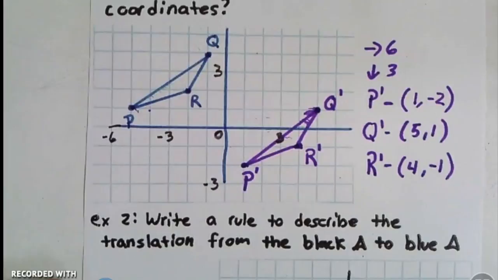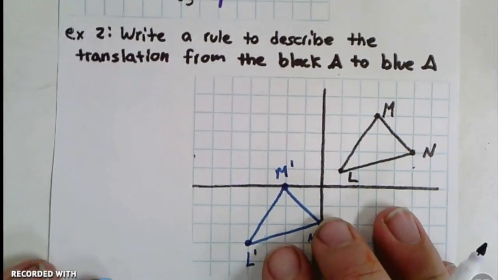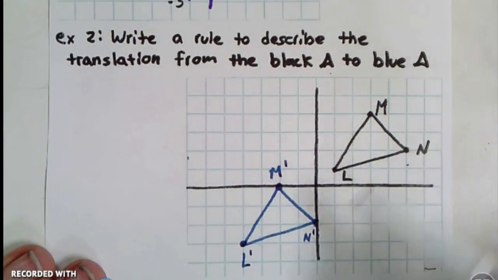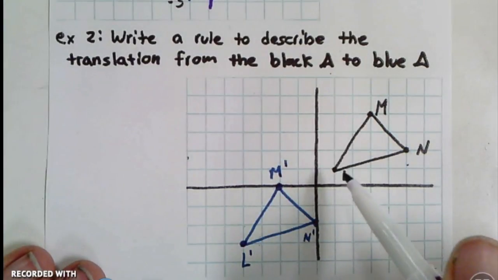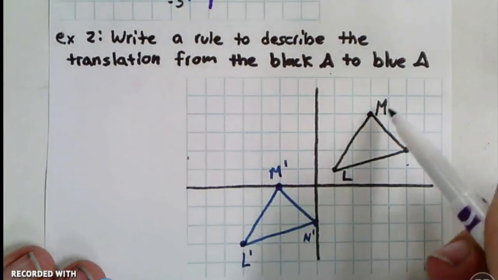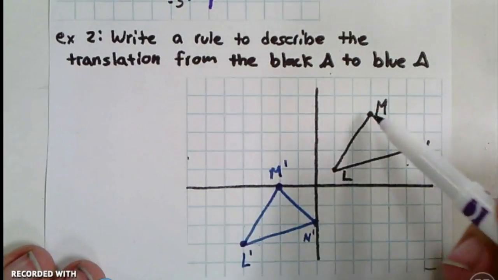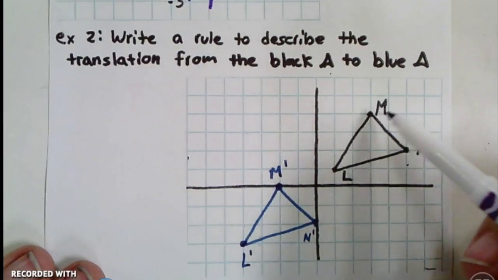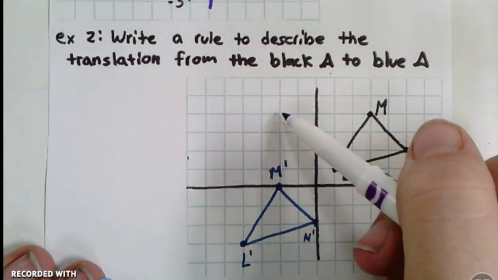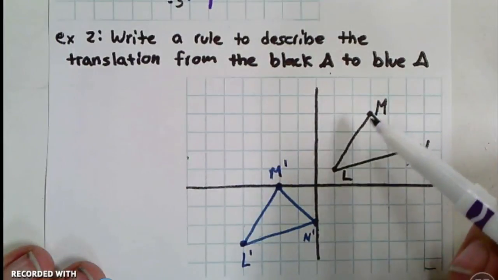And there you go. Let's look at a second type of example that you could see. This one says, write a rule to describe the translation from the black triangle to the blue triangle. So here is our black triangle, and here's our blue triangle, and all of these points are labeled with a little tick. We need to see how we got from L to L prime, or from M to M prime. I do that by taking any of the vertices and first counting how far I went to the right or left, and then counting how far I went up or down.